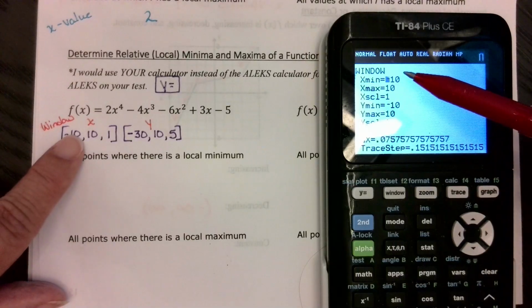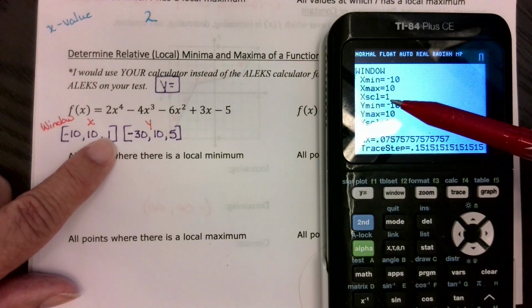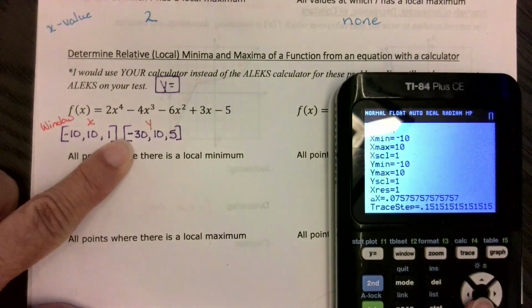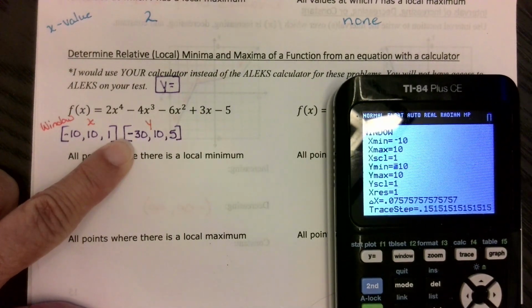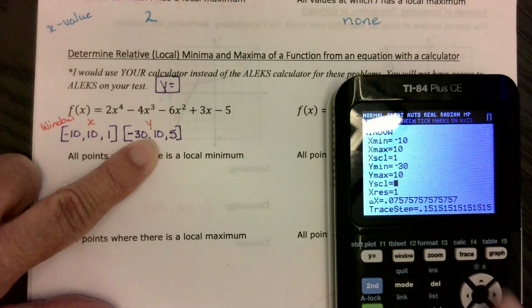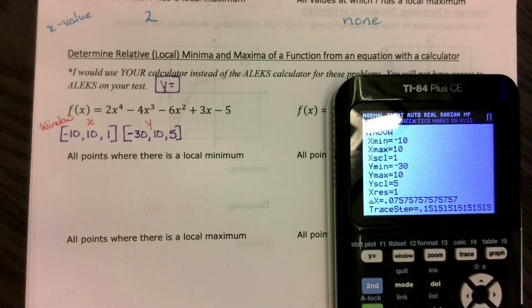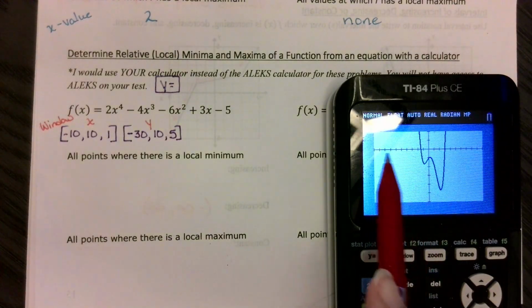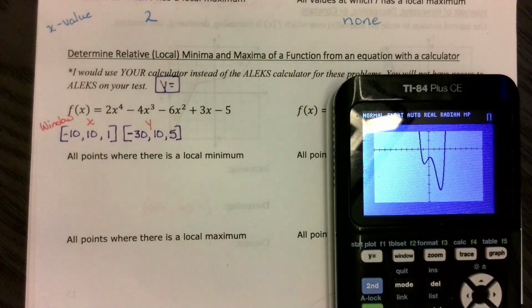This is -10 to 10. We're counting by 1s. But I need this to go lower than -10. So I'm going to move that to -30 to 10. And I'm going to count by 5s. Because counting by 1s, those little lines are going to be small. It doesn't matter. It would work. And now let's hit graph. Okay, we can see it. All these little hash marks are counting by 1s. These are counting by 5s. Okay, so we are trying to find a local minimum.